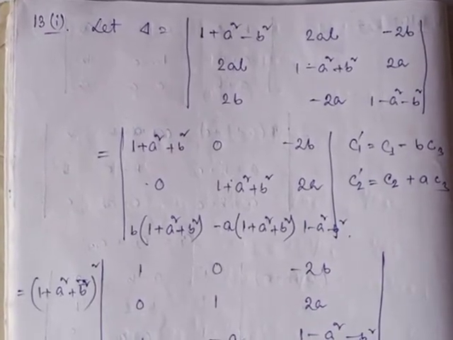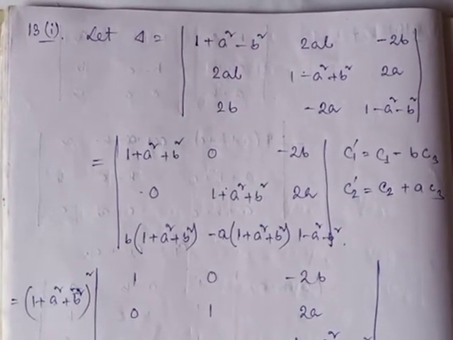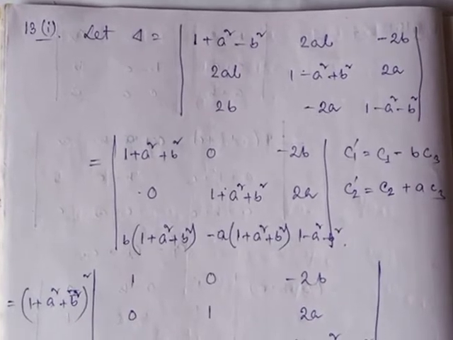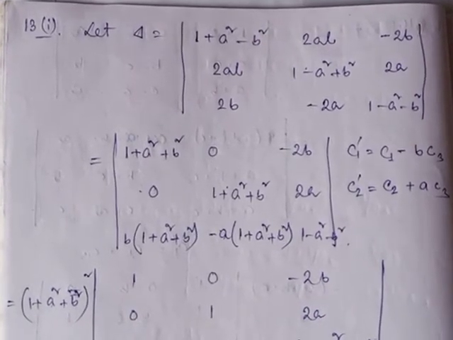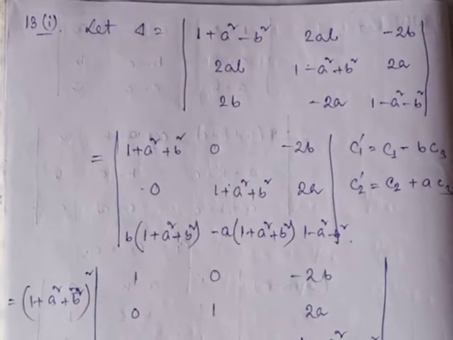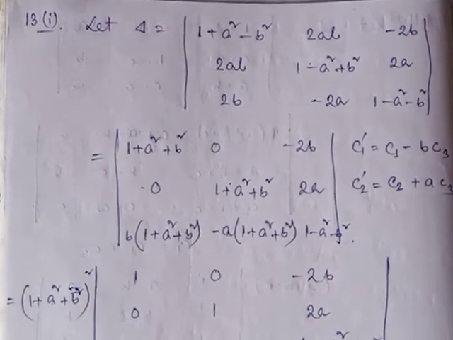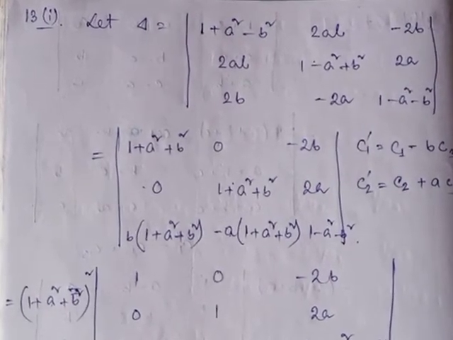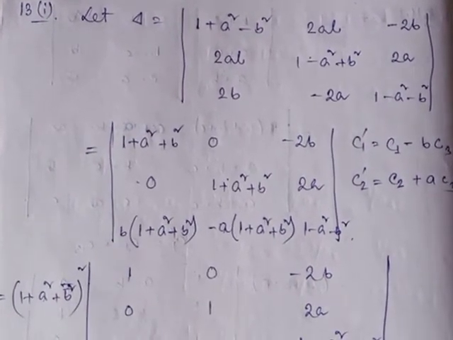Today we are going to start from 13. Let delta equal the determinant: 1 plus a square minus b square, 2ab, 2b; 2ab, 1 minus a square plus b square, minus 2a; minus 2b, 2a, 1 minus a square minus b square. Given.